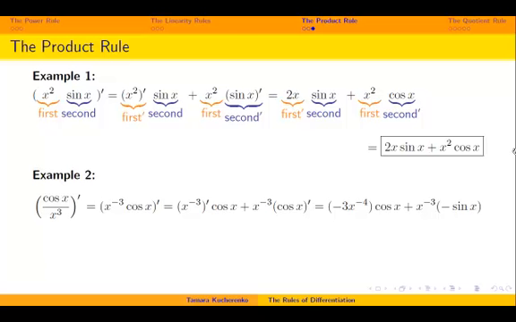Rewriting this expression without negative exponents, we get the answer negative 3 cosine x divided by x to the 4th minus sine x divided by x cubed. This derivative also could be found using the quotient rule, which we now state.